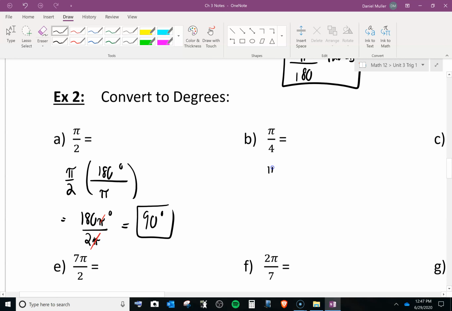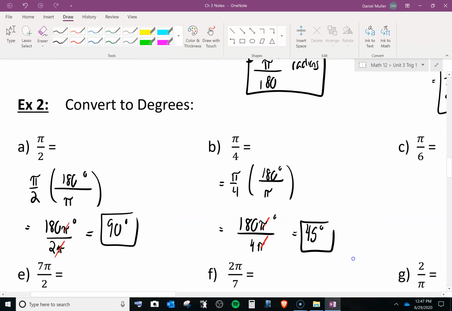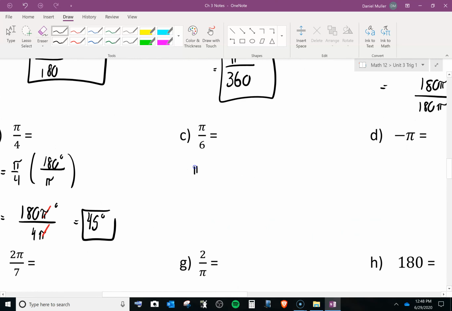So let's take pi over 4, and I want degrees. So I'll put that up on the top with the 180 and the pi down here. So on top I have 180 pi degrees, and then 4 pi on the bottom. The pi's can cancel out. 180 over 4 is 45, and then we still have that degree symbol. Okay, let's continue on here with pi over 6. And I want to get to degrees, so I'm going to put the degree symbol with the 180, and then the pi will be on the bottom.